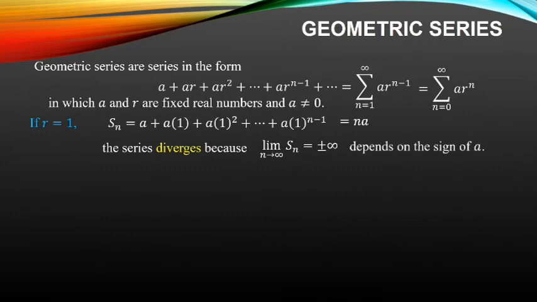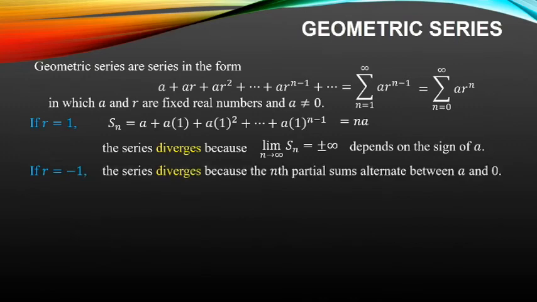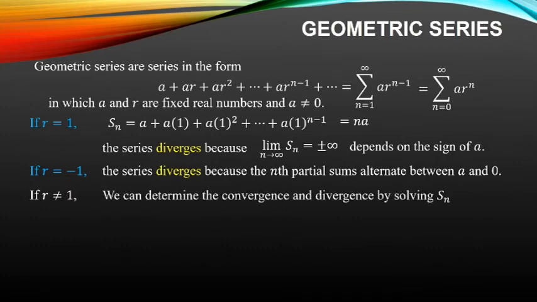And if r is equal to negative 1 naman, so the series diverges because the nth partial sum alternates between a and 0. Because if this is negative 1, so a minus a, 0. Plus a, so we have a. Then the following terms will be alternating between a and 0. So it diverges.